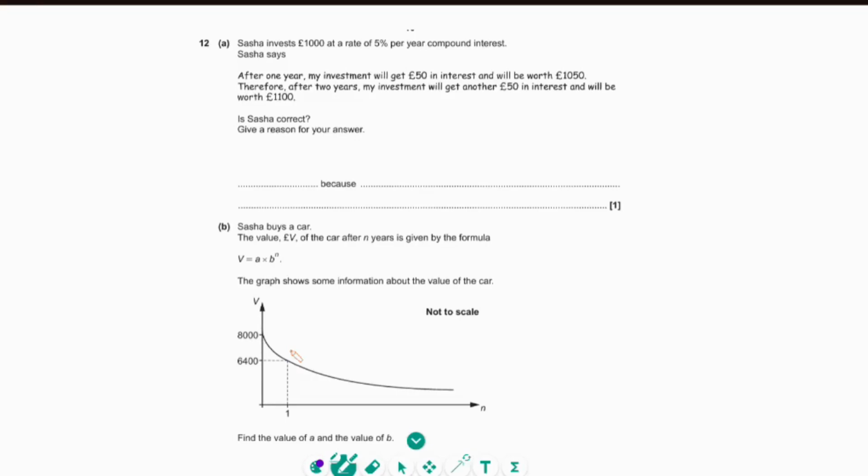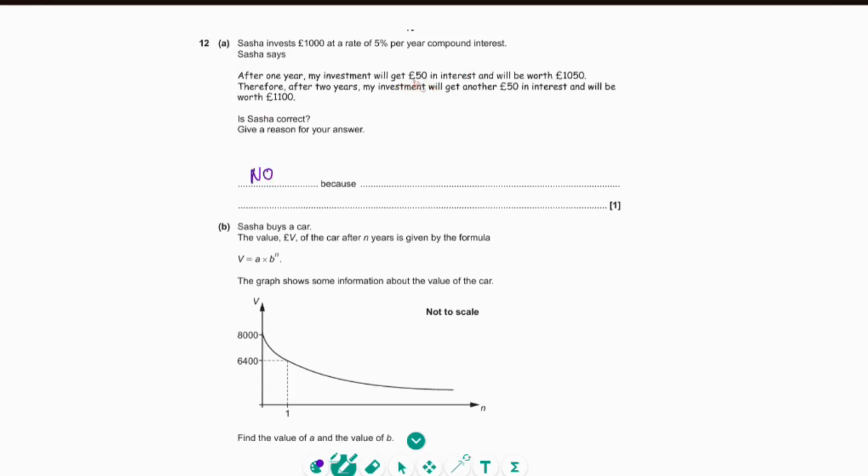Question 12a, Sasha invests £1,000 at a rate of 5% per year compound interest. Sasha says, after 1 year my investment will get £50 in interest and will be worth £1,050. Therefore, after 2 years, my investment will get another £50 in interest and be worth £1,100. Is Sasha correct? No. Why is she not correct?